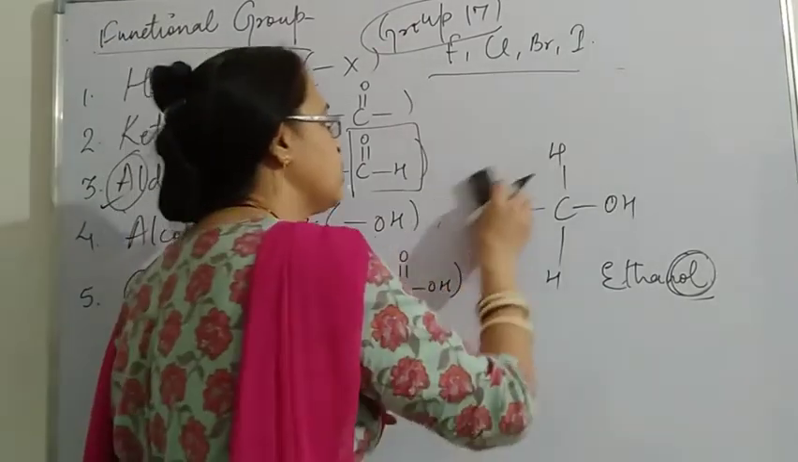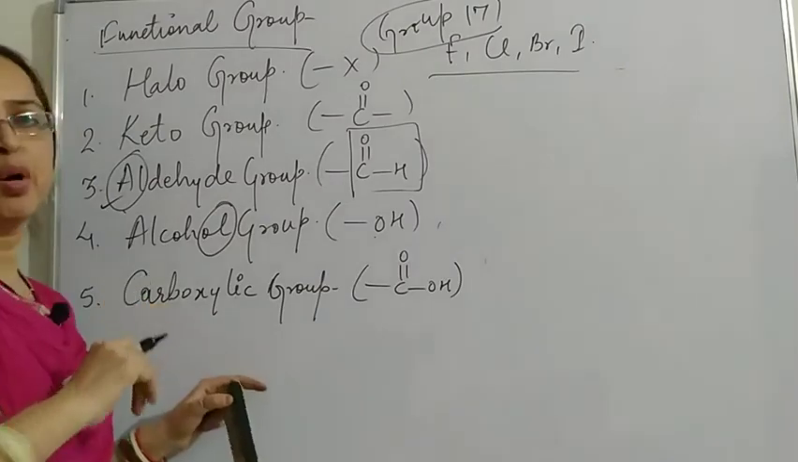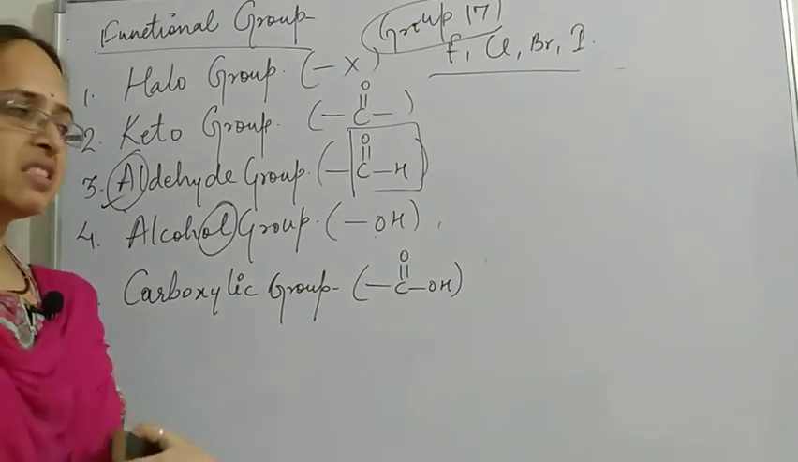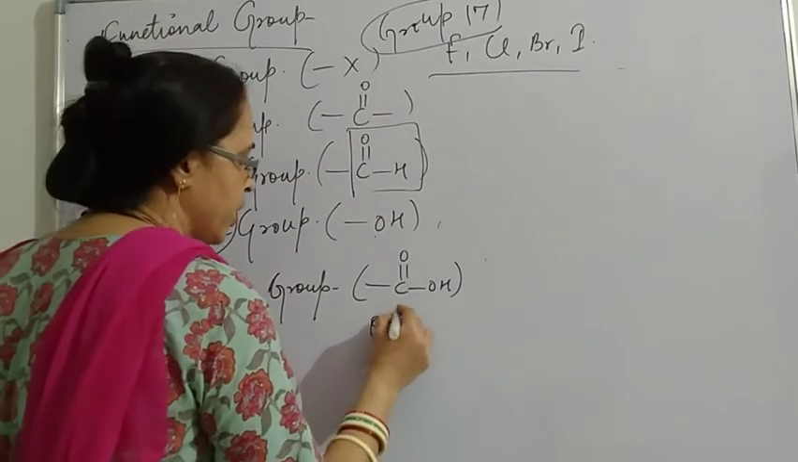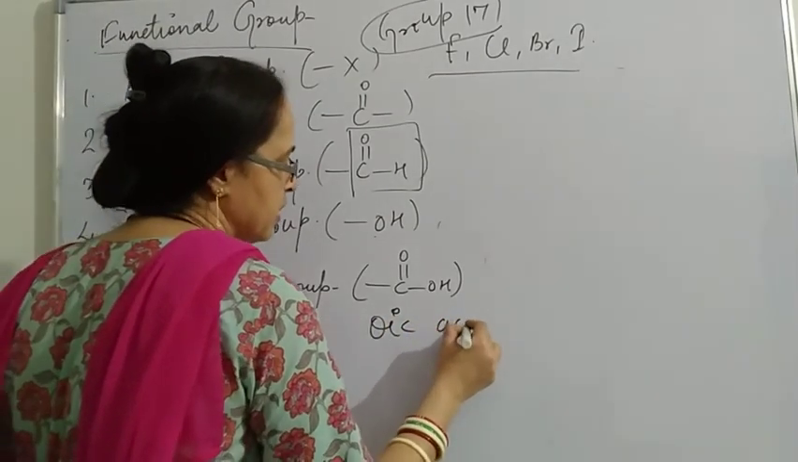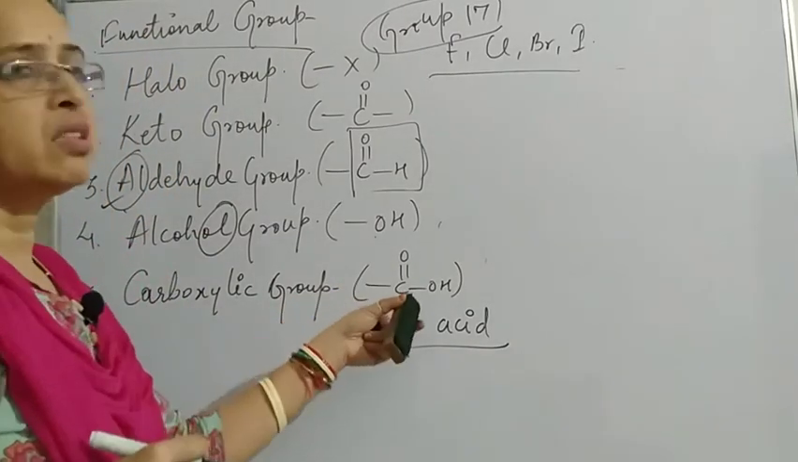Now the last one is left. We talk about the carboxylic group, or we say that it is the acidic group, and in this the suffix will come to be oic. Oic acid. This will be the suffix of the compound which contains this functional group.